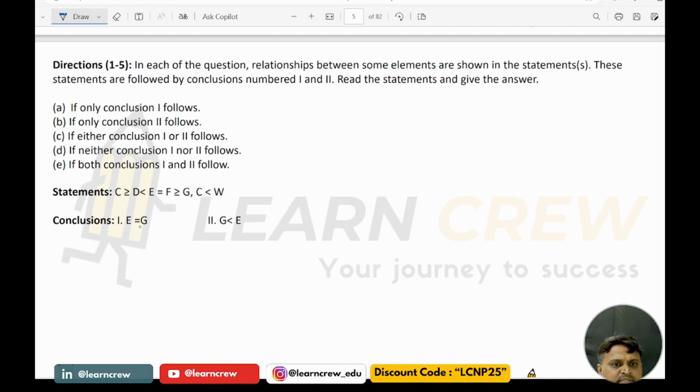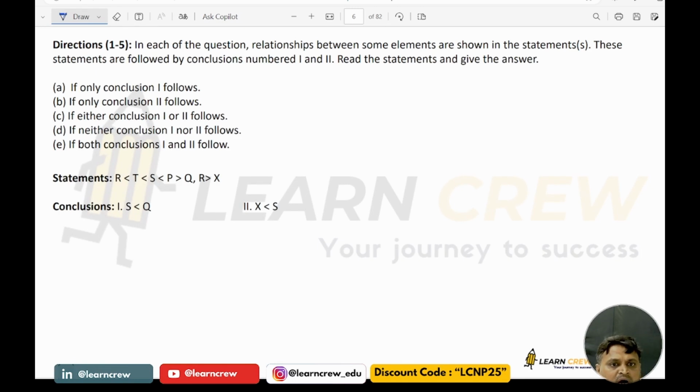Next, the fourth one. E is equal to G, E is equal to F, F greater than or equal to G. F greater than or equal to G means F can be greater than G, or F is equal to G. So E can be greater than G, or E is equal to G. Here either 1 or 2 is correct. Individually they are wrong, but one of these two will definitely happen. So the answer is either 1 or 2.